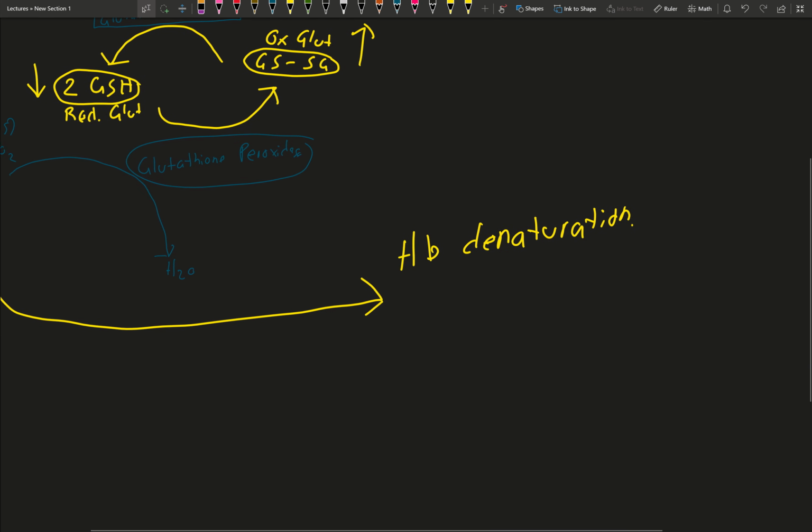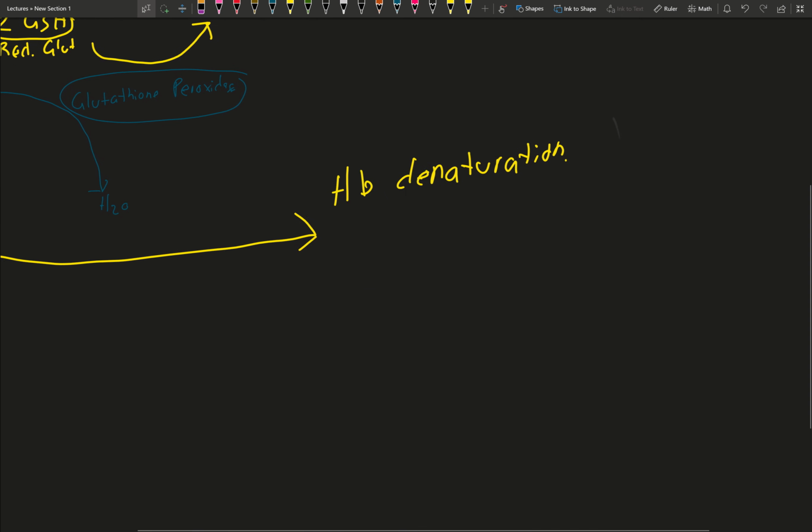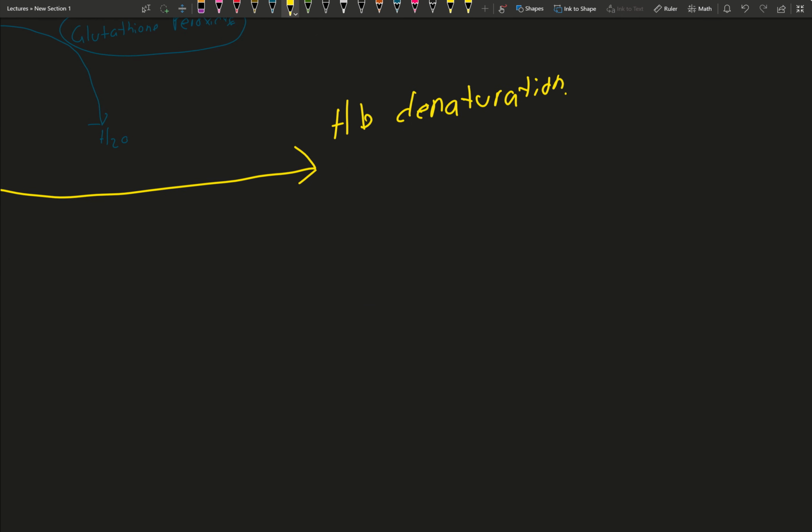So what this is doing, this denaturation via oxidative damage, is causing hemoglobin to become insoluble. Now, hemoglobin normally is soluble, and I'll draw this out. We can see it within our red blood cells. But when we have an accumulation of peroxides, hemoglobin begins to get denatured and becomes insoluble. When it becomes insoluble, it begins to precipitate.